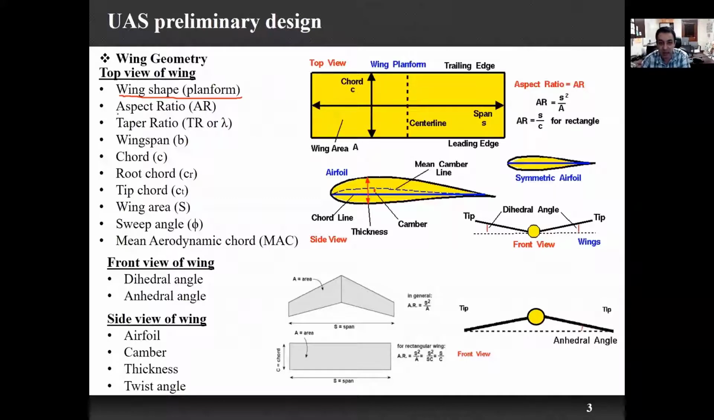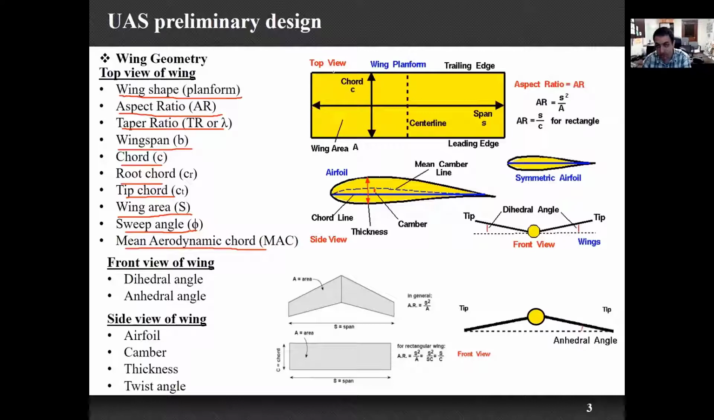The second component in the top view of the wing is called aspect ratio. I'll talk about all of these first, and then go one by one through these parameters and discuss them more deeply. Then we have the taper ratio, which we show with lambda. We have the wingspan B, the chord lengths, the root chord, the tip chord, the wing area or wing surface, the sweep angle, and the mean aerodynamic chord, which we show with the MAC.